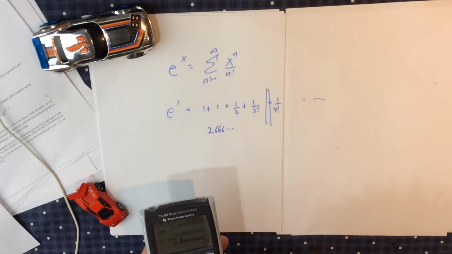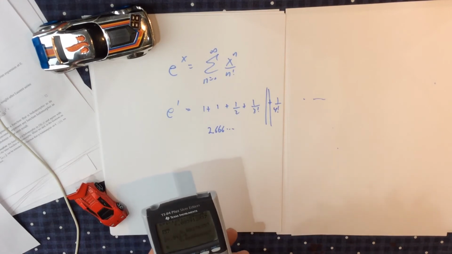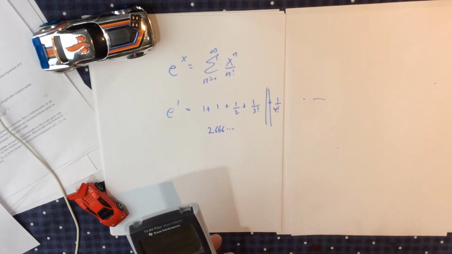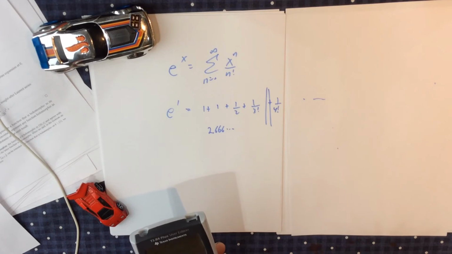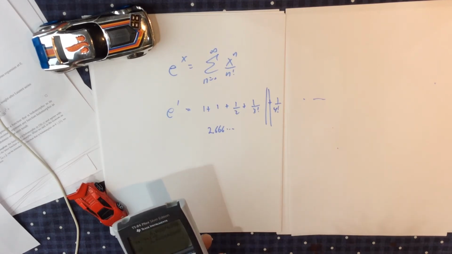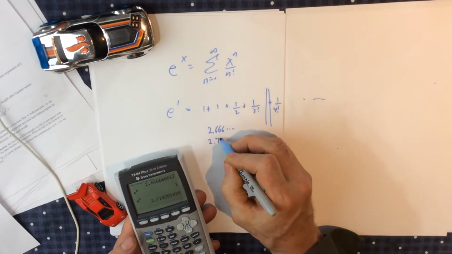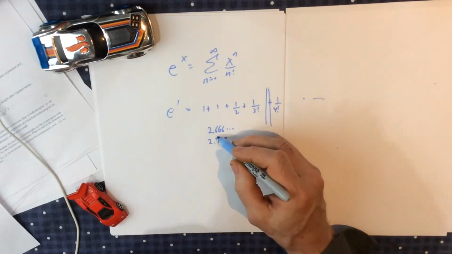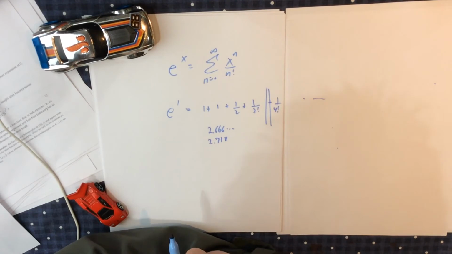And what our calculator says for the value of e, it says it's 2.718, so we see I have an error here, but I cut it off very early.